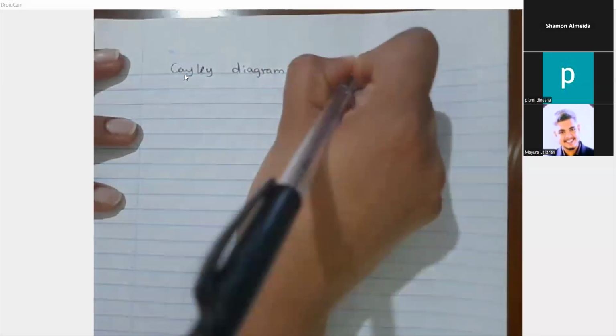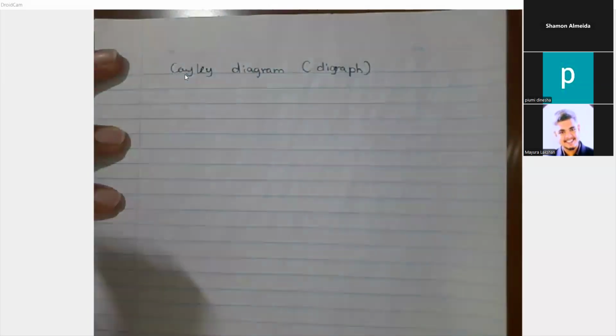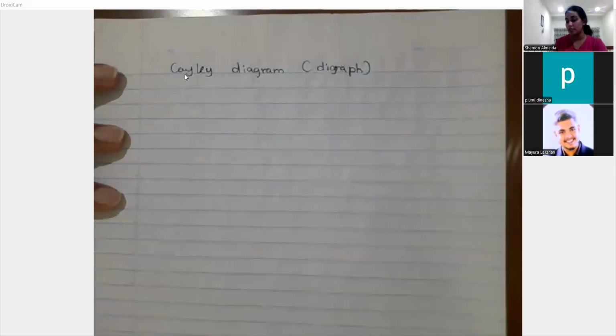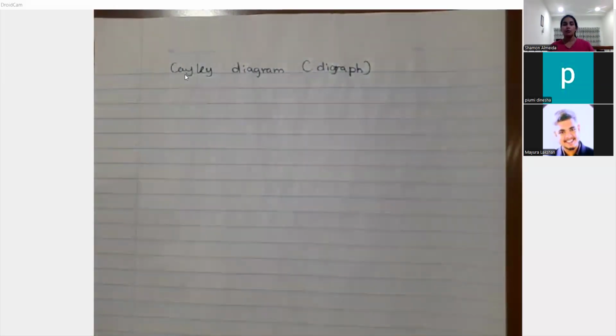Or the Cayley digraph. Why do we call it the digraph? Because it's a directed graph. We are actually constructing a directed graph. That's why it's called a digraph, but we will refer to it as Cayley diagram. Right. Now, this gives you a representation of a group in the form of a graph, right?